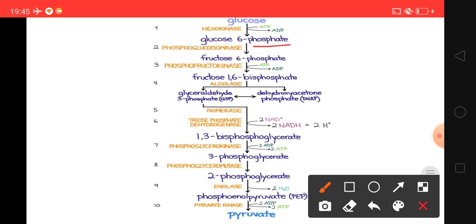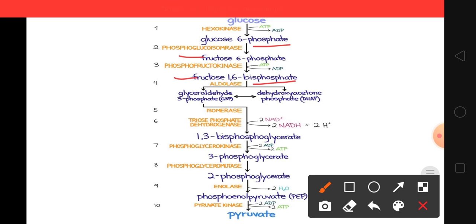Then in the next step, one more phosphate is added to it. Fructose 6 phosphate is getting converted into fructose 1,6 biphosphate. So again one phosphate is being added. Where will this phosphate come from? Again one ATP is being converted into ADP. So again the energy is being used up over here.